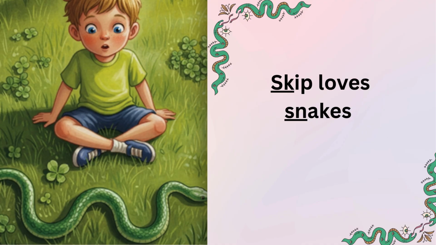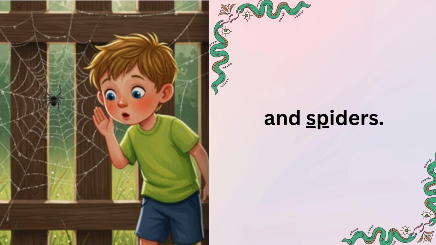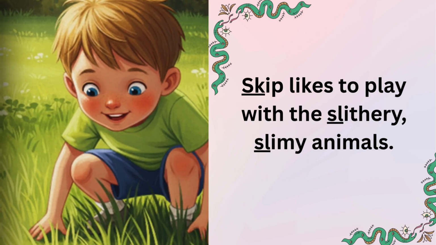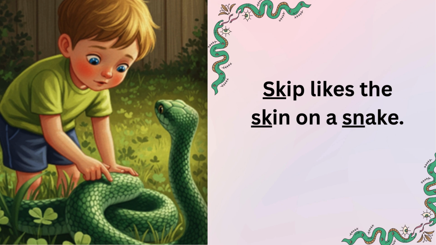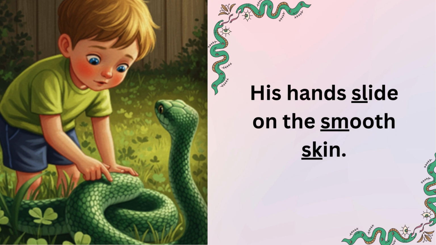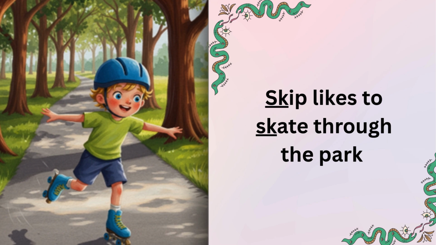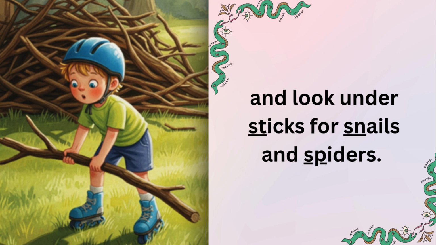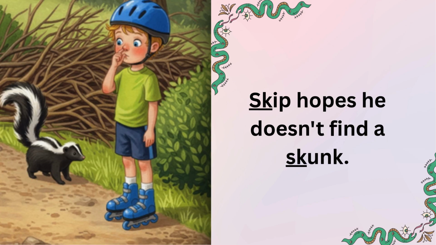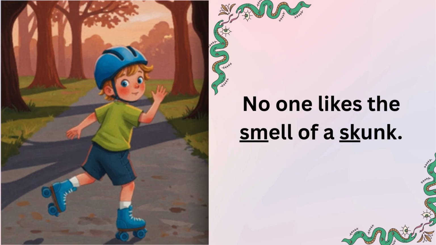Skip loves snakes and snails and spiders. Skip likes to play with the slithery, slimy animals. Skip likes the skin on a snake. His hands slide on the smooth skin. Skip likes to skate through the park and look under sticks for snails and spiders. Skip hopes he doesn't find a skunk. No one likes the smell of a skunk.